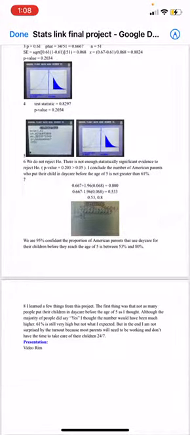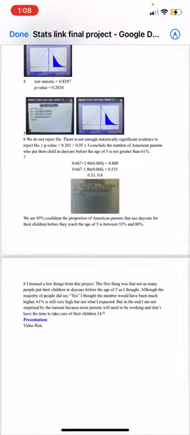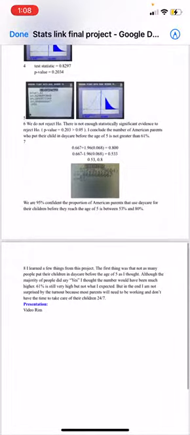I learned a few things from this project. The first thing was that not as many people put their children in daycare before the age of 5 as I thought. Although the majority of people did say yes, I thought the number would have been much higher than 61%. It's still very high, but not what I expected. But in the end, I am not surprised by the turnout because most parents need to be working and don't have time to take care of their children 24/7.